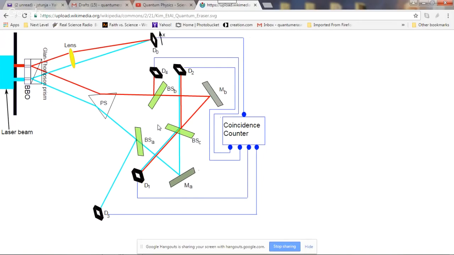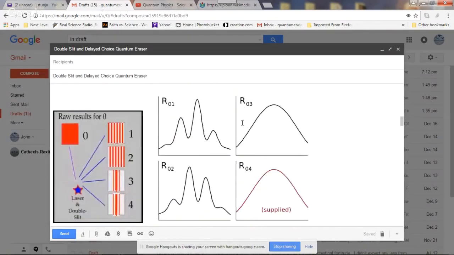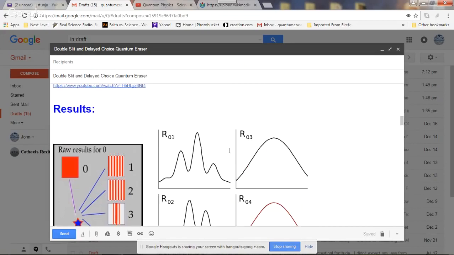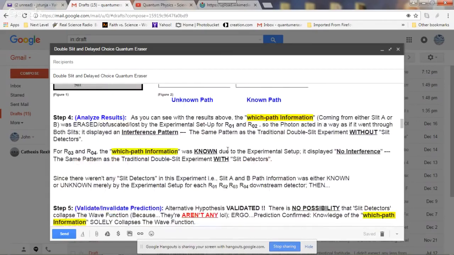This is absolutely jaw-dropping. So let's go back. Let's see the results. As you can see, when the correlation between D0 and the rest of the catcher's mitts are compiled, look at what we got. Between R1 and R2, we have interference patterns. But R3 and R4 show no interference. So this is pretty easy. Analyze your results. Step 4.